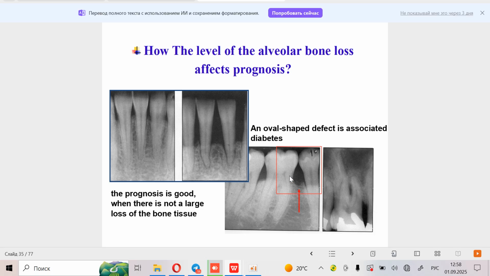Now you can see the oval-shaped defect. This oval-shaped defect is associated with diabetes. Maybe in this case, this patient has diabetes.